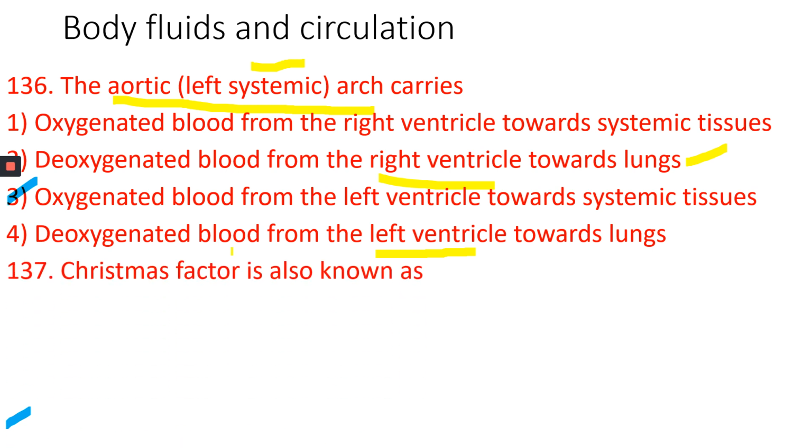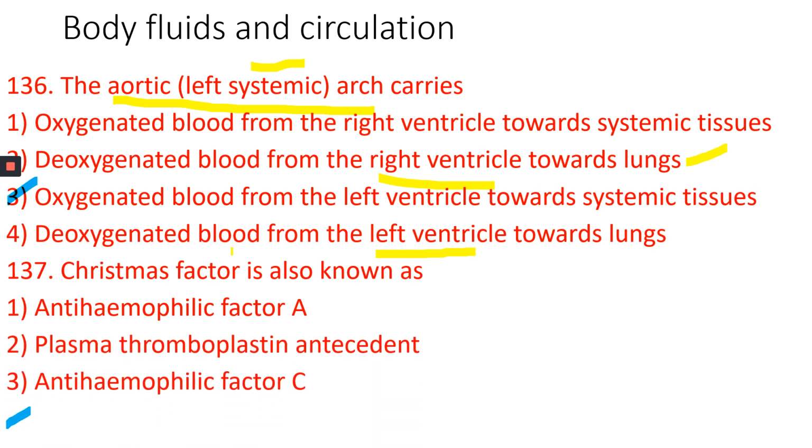Next, Christmas factor is also known as, I told you one code to remember all the 13 factors that help in clotting of blood. Few foolish people try climbing long slope after Christmas. Some people have fallen. Okay, I told you in the previous parts. Christmas factor is also known as, what is the answer? Any guesses? The answer is plasma thromboplastin component. The answer is 4.